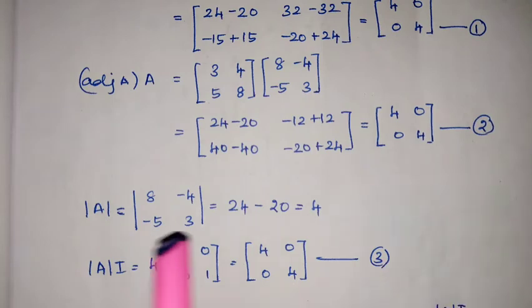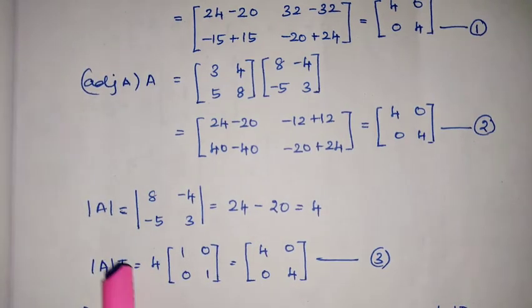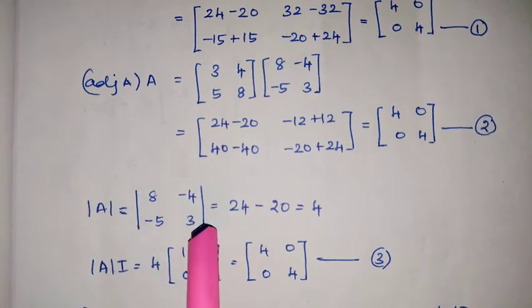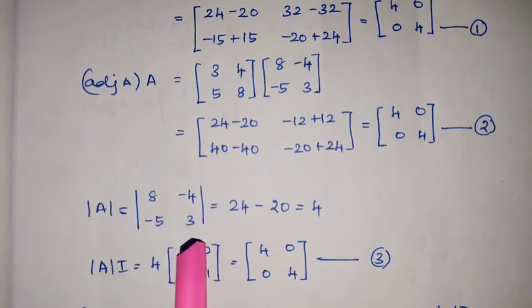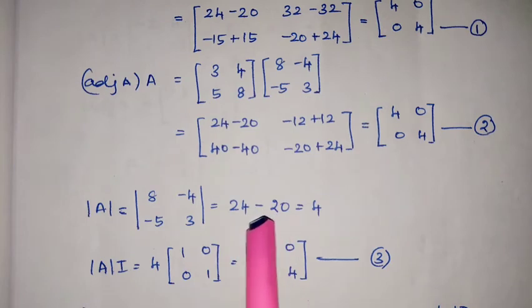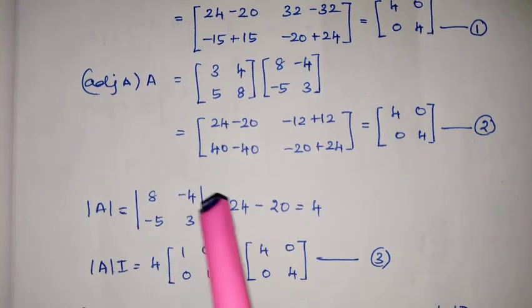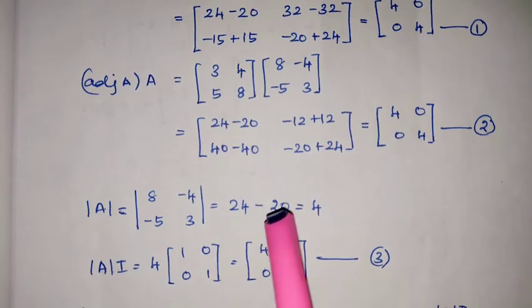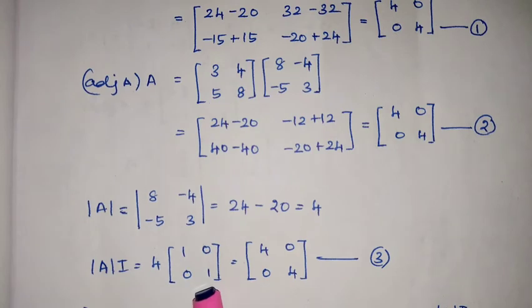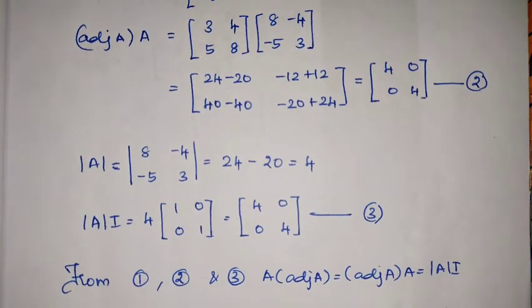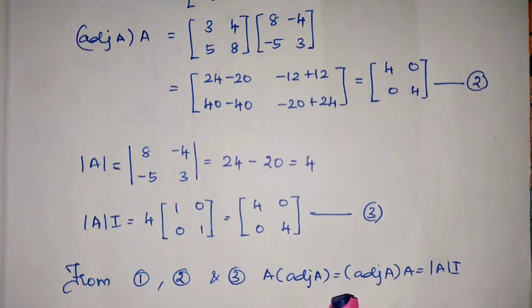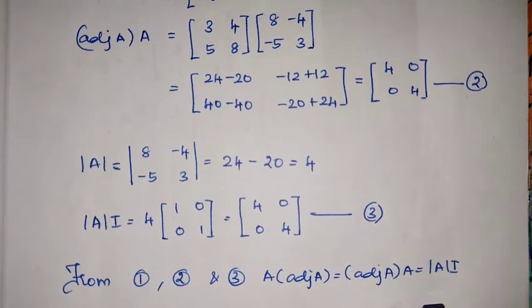And last thing, you have to find what? Determinant A into I. So first I am going to find determinant A. Just remove this box symbol for the matrix and put two lines. So this becomes determinant. 8 into 3 is 24. Put a minus. Minus 5 into minus 4 is 20. So 24 minus 20 is 4. Now A into I, what is it? It's unit matrix. So 4 into 1 0 0 1, so it is 4 0 0 4. This is 3. Now see, 1, 2 and 3 all got the same answer. So from 1, 2 and 3 we say that A into adjoint A is equal to adjoint A into A, which is equal to determinant A into I.